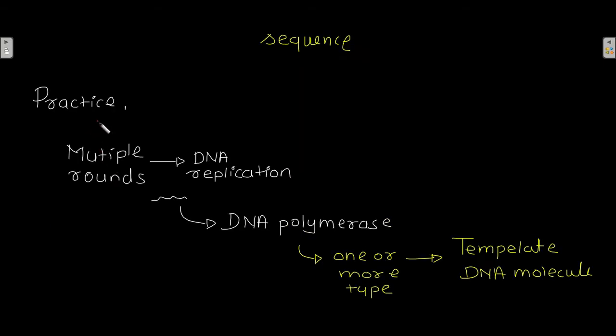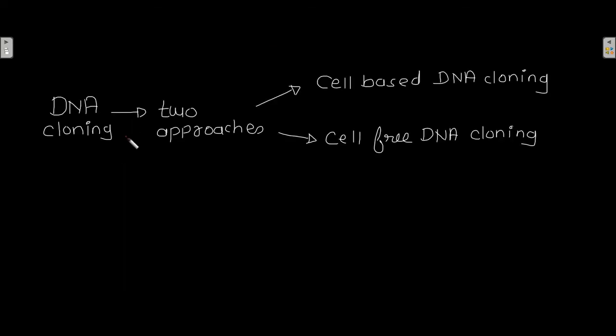Now, in practice, DNA cloning involves multiple rounds of DNA replication, and this DNA replication is catalyzed by DNA polymerase, and this DNA polymerase may act on one or more types of template DNA molecule. Now, DNA cloning involves two approaches. There are two approaches by which you can do DNA cloning. The first approach is known as cell-based DNA cloning, and the second approach is cell-free DNA cloning.